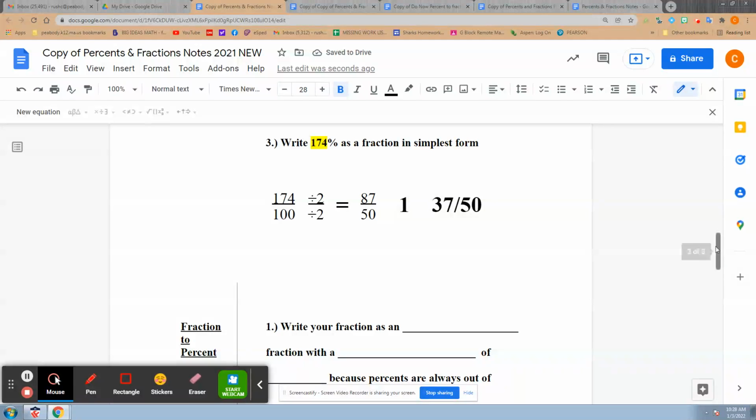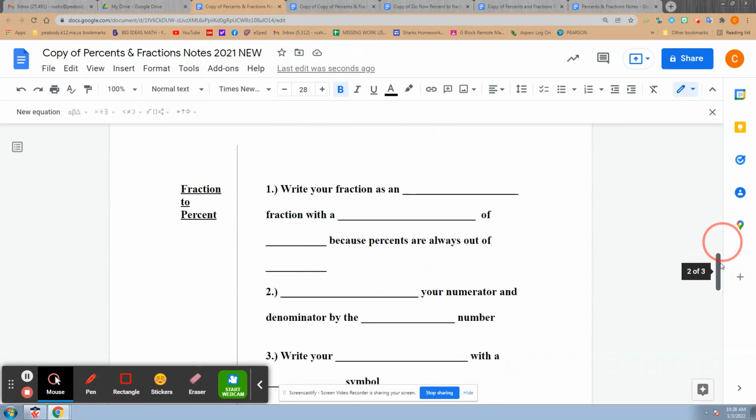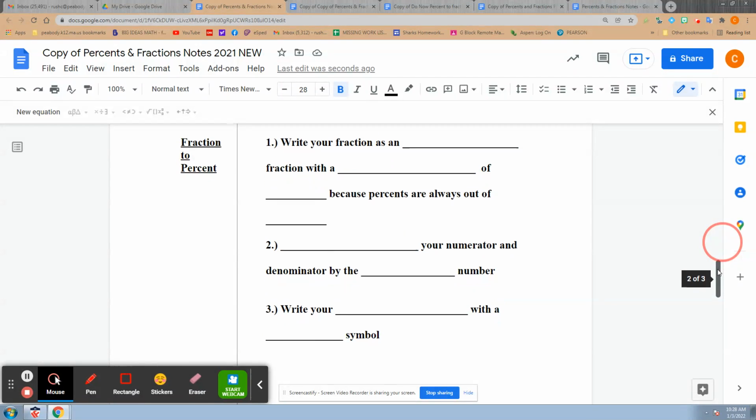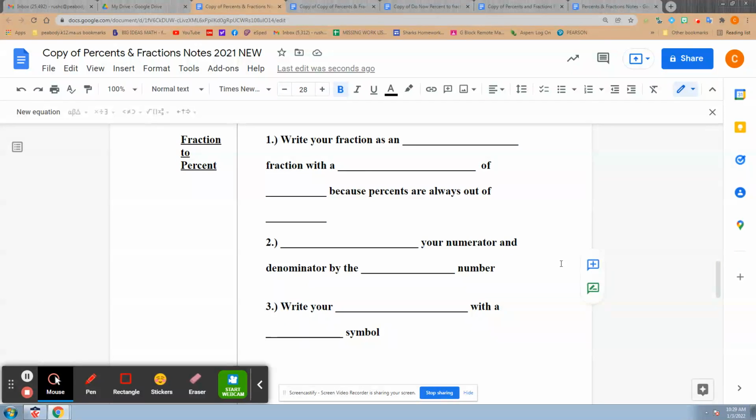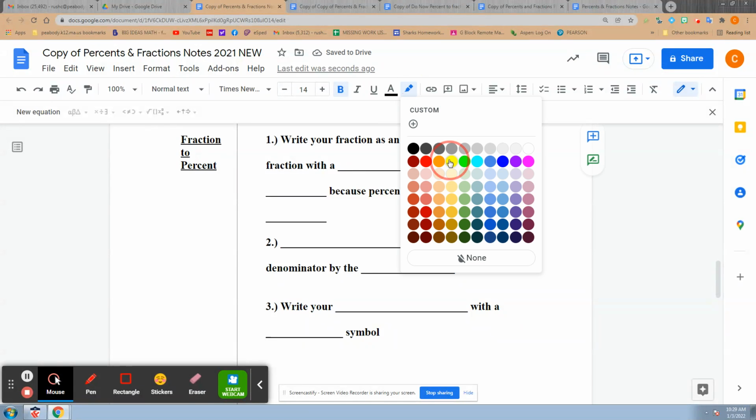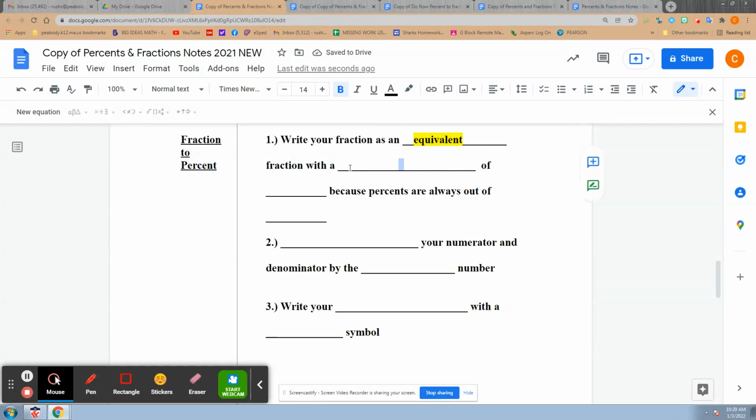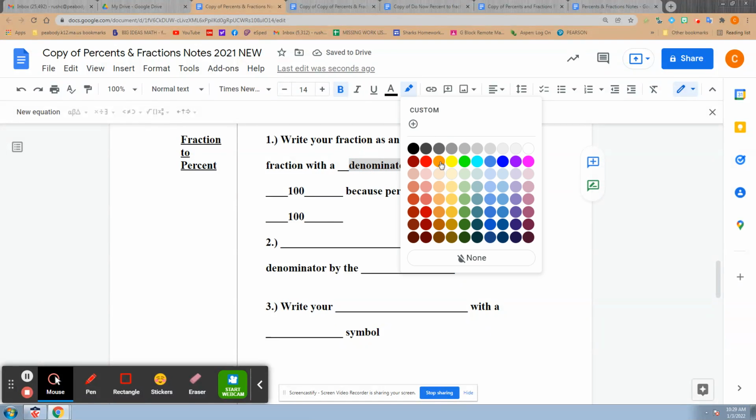All right, now let's start practicing how to go the other way, turn fractions into percents. So step number 1, we're going to write your fraction as a new equivalent fraction. That just means a new equal fraction. So we're going to write our fraction as an equivalent fraction with a denominator, meaning bottom number, of 100, because percents are always out of 100. So pretty much, guys, we're going to make our fraction into a new fraction with 100 on the bottom.